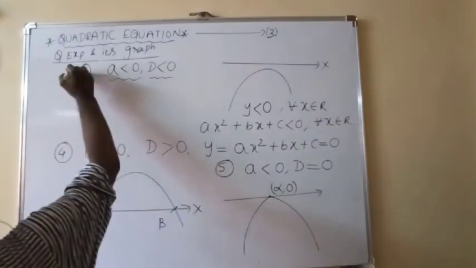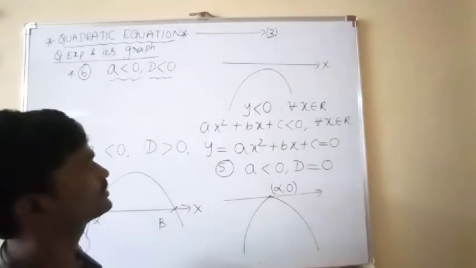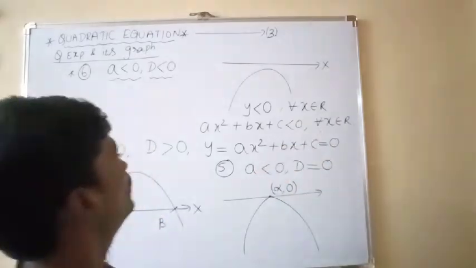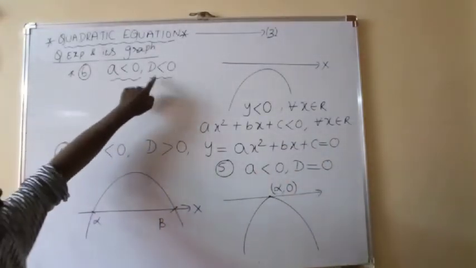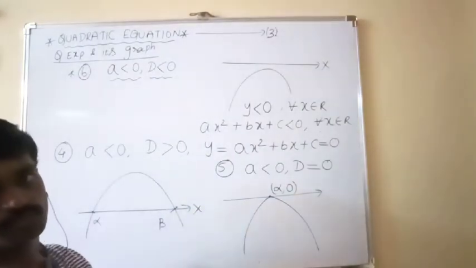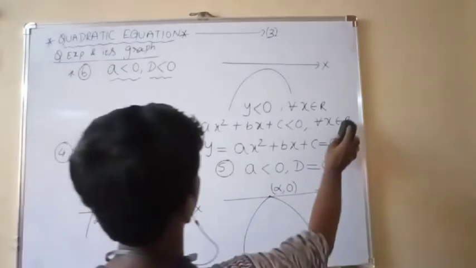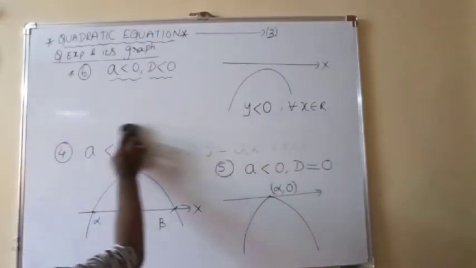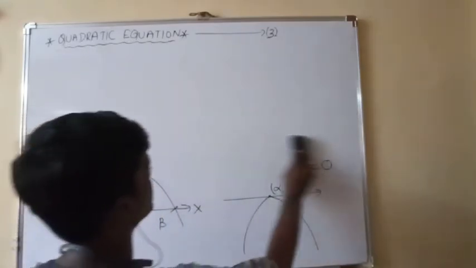So this is also an important case, the third case and sixth case. That means a quadratic expression is always negative only when its x square coefficient is negative and the discriminant is negative. So a should be less than 0 and the discriminant also less than 0. So third and sixth case, remember carefully. You have to remember the third and sixth cases.